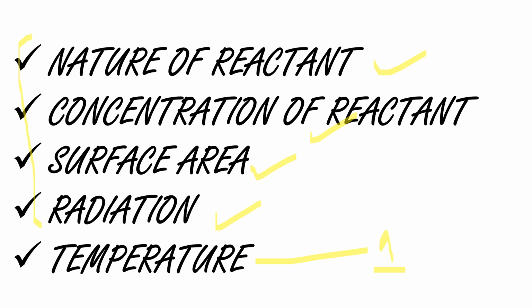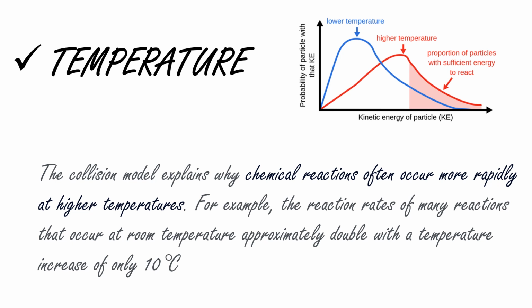description. So basically, if we talk about the temperature, we all know that when we increase the temperature in any of the catalyst or any of the reaction, it will produce kinetic energy and that will probably increase the rate of reaction. So if we have a look at the definition, the collision model explains why chemical reactions often occur more rapidly at high temperature. For example, the reaction rate of many reactions that occur at room temperature approximately doubles with a temperature increase of 10 degrees centigrade. Now I'll explain the concept behind the 10 degrees centigrade very soon.